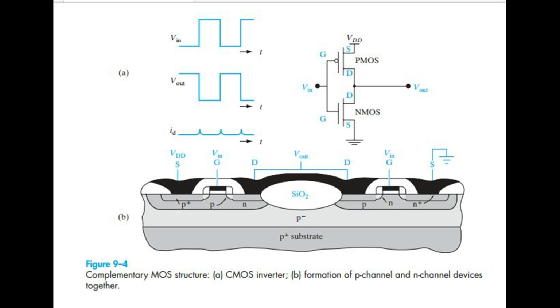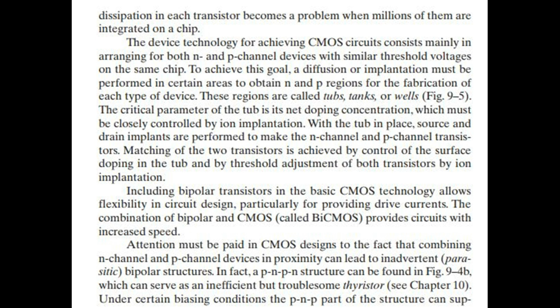Complementary metal oxide semiconductor inverter, B. Formation of P-channel and N-channel devices together. The device technology for achieving complementary metal oxide semiconductor circuits consists mainly in arranging for both N and P-channel devices with similar threshold voltages on the same chip. To achieve this goal, a diffusion or implantation must be performed in certain areas to obtain N and P regions for the fabrication of each type of device.